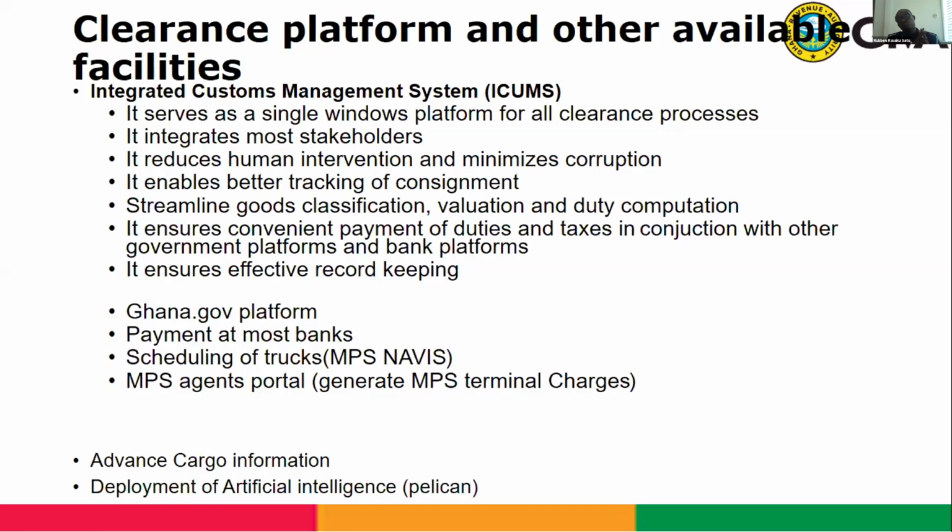Therefore, whilst you are complying, you are also minimizing human interaction. The ICUMS platform enables better tracking of consignment. So as your consignment has arrived in Ghana, when you log onto the platform, you can track your consignment to know where it is, whether it's at a freight station, where it is in the chain. So that is what the ICUMS platform helps with.